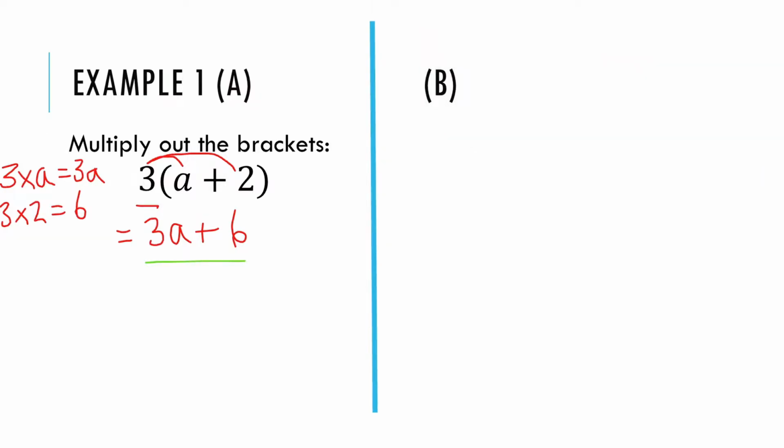We cannot join these terms together because one has an A in it and the other is just a number. So we just leave it as 3A plus 6. That's our final answer.